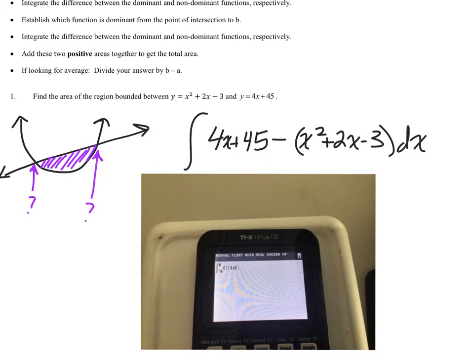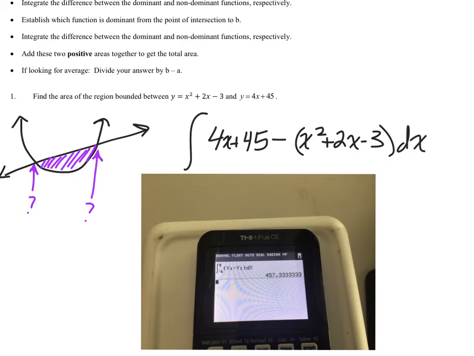And it's the difference between 4x plus 45 and the quadratic, but I have 4x plus 45 stored in y1, and the quadratic stored in y2, so I get what I need that way. I'll label up the integral on the whiteboard in a second.